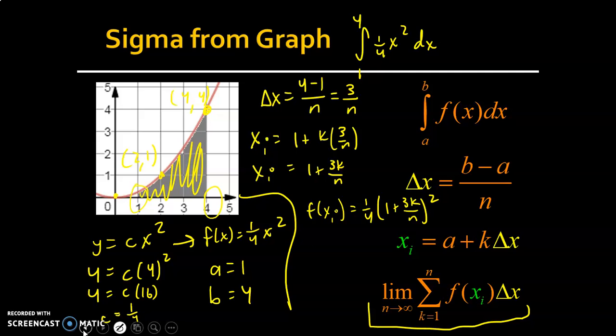So now I'm going to write my answer using the sigma notation. I'll switch colors a little bit. So this would be the limit. Actually, I'm going to run out of room if I do it up there. Let's see, where can I write this? Here we go. Limit as n approaches infinity, going from k equals 1 to n. f of x sub i would be 1/4 times (1 plus 3k over n) squared times delta x, which was 3 over n. So the same process as before.